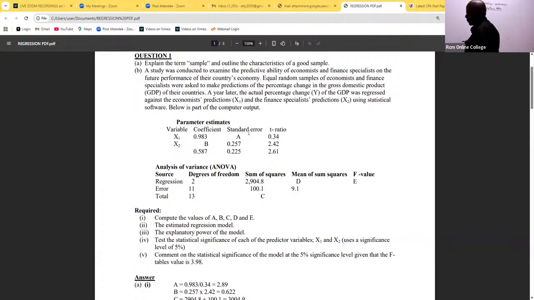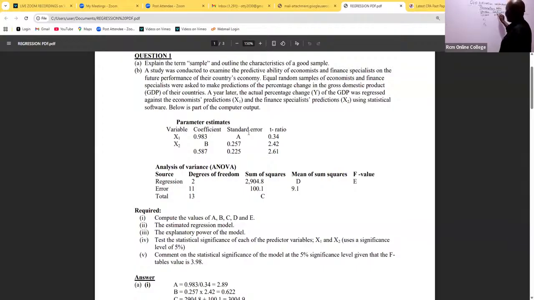Parameters table. So I have the variable, I have a coefficient. That is okay. I have standard error. We have the T ratio. Okay, so constant is what was missing, and then now we have x1, we have x2. Just allow me to finish copying this down.